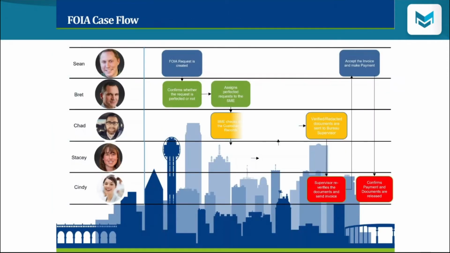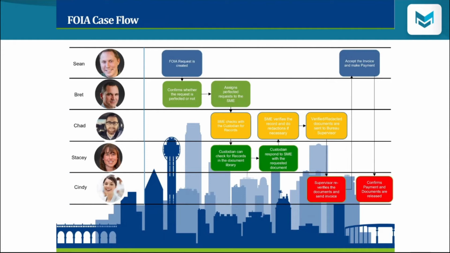So here is a typical process flow that's attached to a FOIA request. Sean, as the requester, creates a request. Most often, agencies do have a manned email inbox or a front page or portal interface where he or she can request the information. In our case, Sean is going to make a request, and Brett, as the FOIA supervisor, is going to receive the information, review it, and make sure that the request is perfected or not. If it's perfected, he assigns it to the SME for review. The SME is going to check with the custodian for the artifacts.